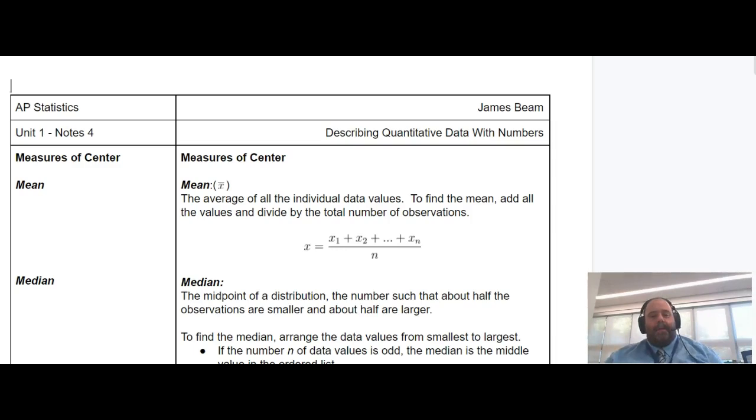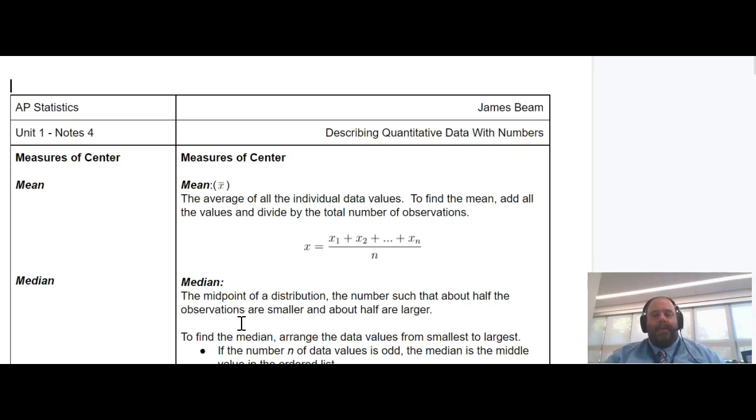All right, let's take a look at this fourth set of notes here. Last time around, we were working with quantitative data and we were looking at pictures like graphs and histograms and things like that. This time, we're going to look at quantitative data, but we're going to do it in numbers. All right, so we've been talking about these things of shape, center, variation, and outliers.